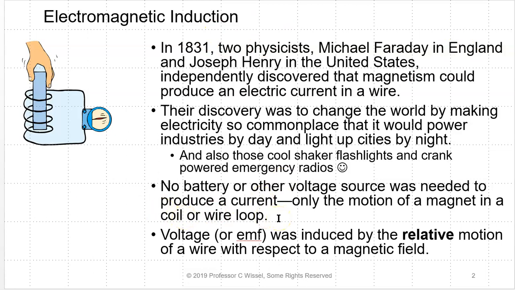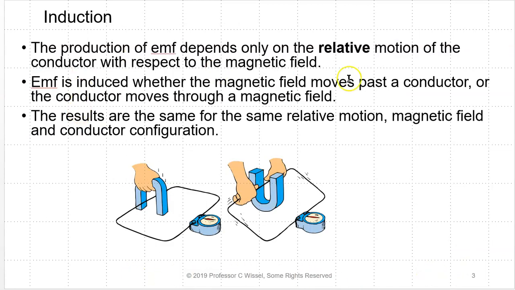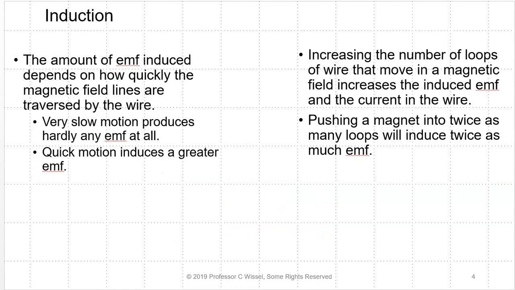No battery or other voltage source was needed to produce a current, only the motion of a magnet in a coil or wire loop. A voltage or EMF was induced by the relative motion of a wire with respect to a magnetic field. So the production of EMF depends only on the relative motion of the conductor with respect to the magnetic field. EMF is induced whether the magnetic field moves past a conductor or the conductor moves through a magnetic field. The results are the same for the same relative motion, magnetic field, and conductor configuration.